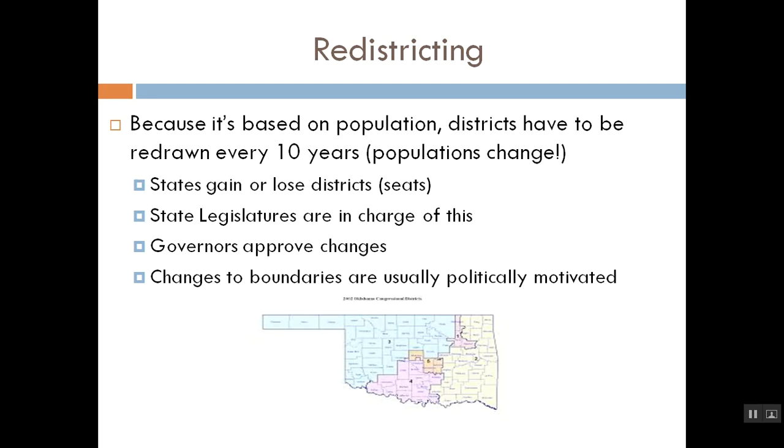And to account for this, we have to periodically redraw the boundaries reflecting population changes. So that if a whole bunch of people move from District 1 to District 2, District 2 gains in representation and District 1 loses representation.